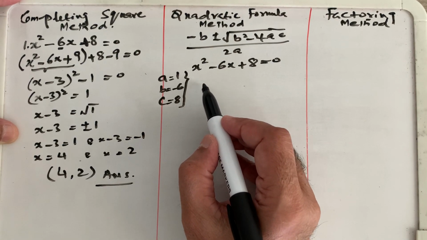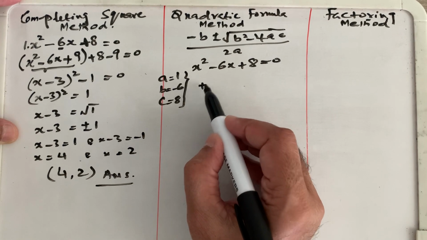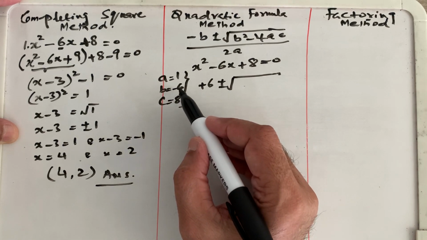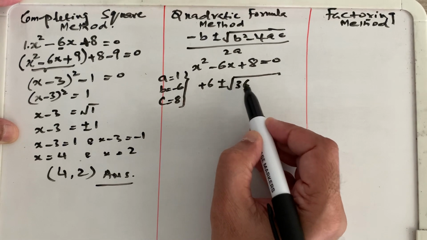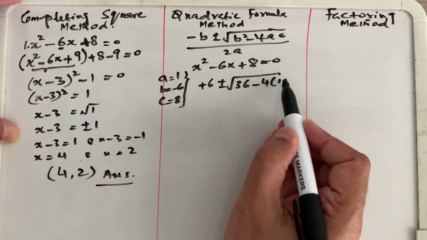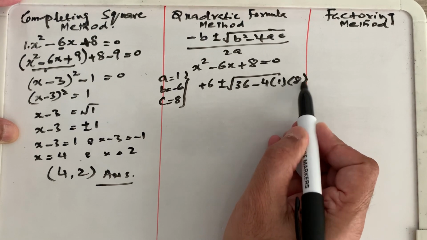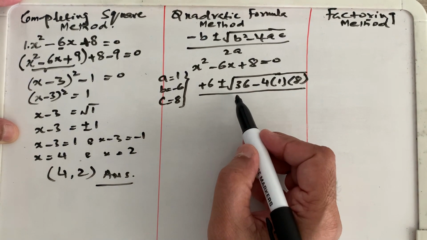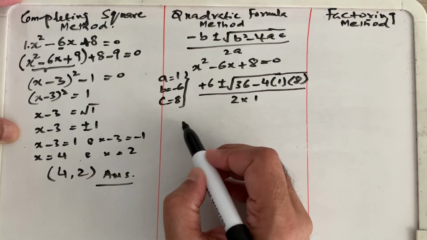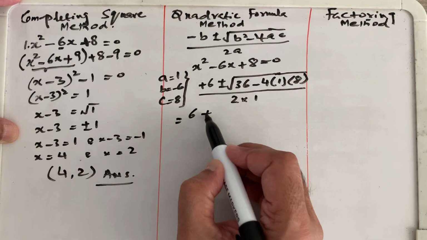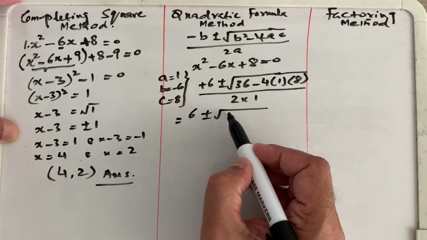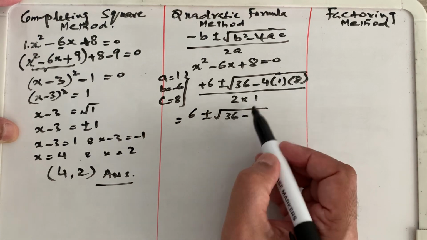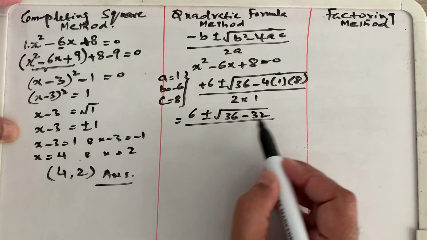So minus b, minus minus plus, so that makes plus 6, plus minus under the root b square, minus 6 square, that makes 36, minus 4 times a is 1, and c is 8. So this is my substitution, or plugging in the values. 2a, 2 times a means 2 times 1. Now I have to solve this. 6 plus minus under the root 36 is there, and when you multiply this part, 4 times 8 is 32, divided by 2.